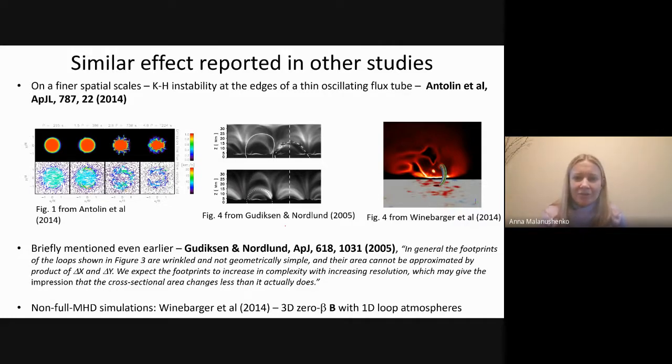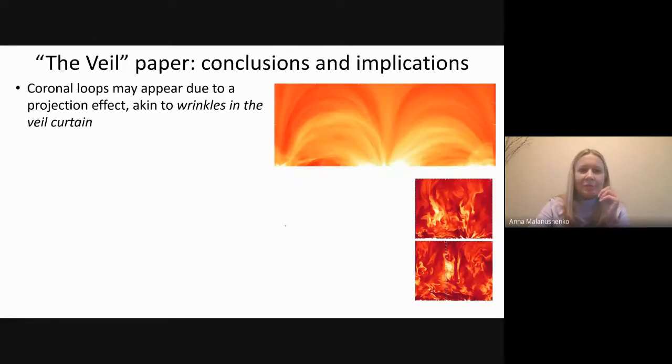So I just wanted to say that there are other studies that report similar effects like veils in different spatial scales, in different approximations in MHD and in non-full MHD even, such as Weinberger et al. 2014. So to my knowledge, the simulations have evolved to be genetically independent from one another. The only thing that they have in common is the physics that they try to approximate. And therefore, it must be physics that is bringing those veils into existence. That would be my point.